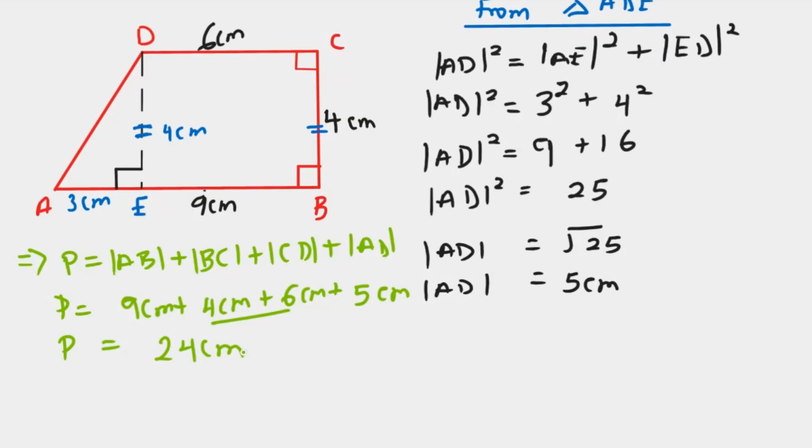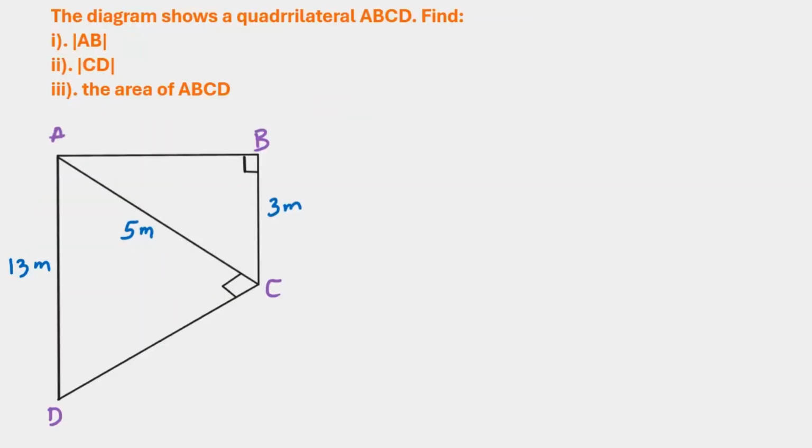Let's take our last question. So that will be our last question for today. The diagram shows a quadrilateral ABCD. We have to find the side AB, CD. Where is CD? This is CD in the area of ABCD. Let's get it started. How do we go about this? This is somehow a complicated shape, but it's just simple. Just a combination of two right angle triangles, and we've gotten this quadrilateral. This is actually a trapezium. Now let's do it. Let's take it one after the other.